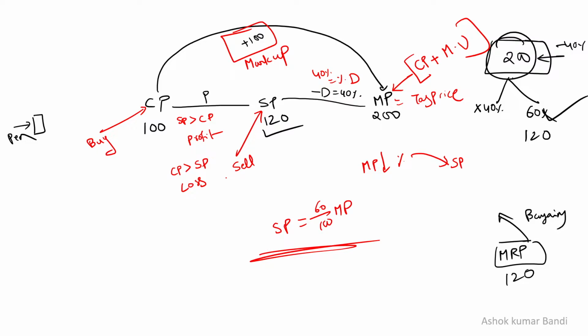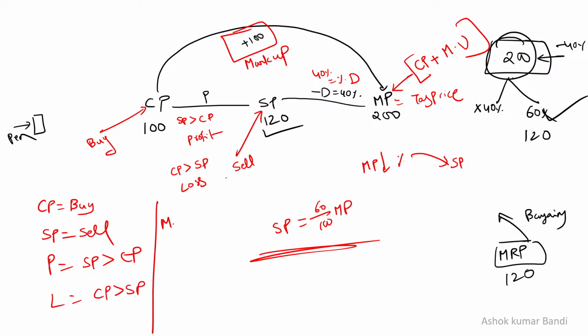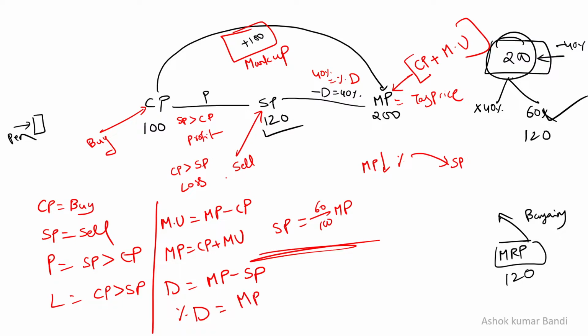So one last time we'll repeat and we'll move on to the problems. So cost price is buying price, selling price is how much you are selling the item, profit is if your selling price is more than cost price, you are going to get profit. Loss means if your cost price is more than your selling price, you are going to get loss. Mark up price is how much the market price is more than the cost price. Market price means your cost price plus the extra value you are adding, markup. Discount means the difference between market price and selling price. Discount percentage means like how much of market price you no need to pay.